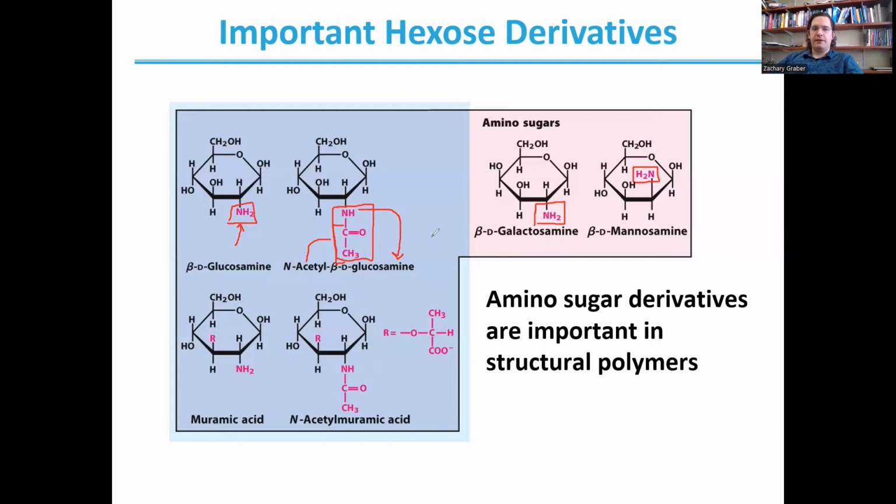Now, as we're adding on these amino groups, of course, we're adding on additional hydrogen bond donors. So our amine group has additional hydrogen bonding capability with our two hydrogens that can act as hydrogen bond donors. We also have slightly different reactivity compared to our alcohols, such as, for example, the increased basicity of our amines. Our amino sugars tend to be very important in structural polymers. So again, as we look at our polysaccharides or sugar polymers, we'll see a lot of different amino sugars used there as well.